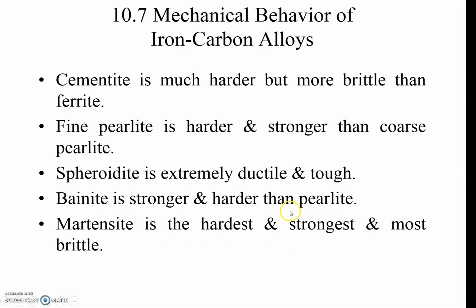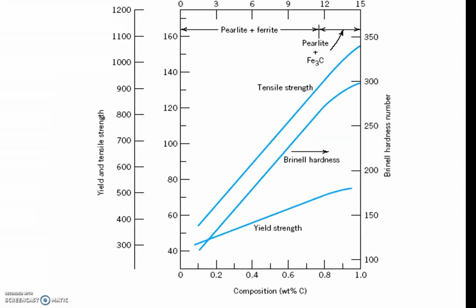Bainite is harder and stronger than pearlite. You'd also expect that, because bainite is formed at a lower temperature. And martensite is the hardest and strongest and most brittle for the same reason. It is formed at the lowest temperature of around 200 degrees.